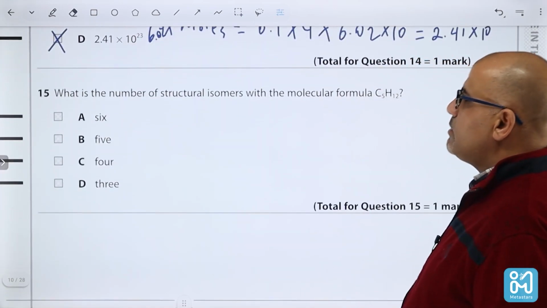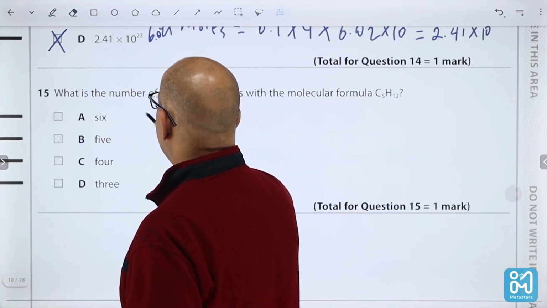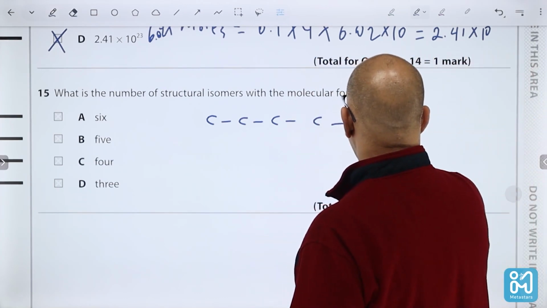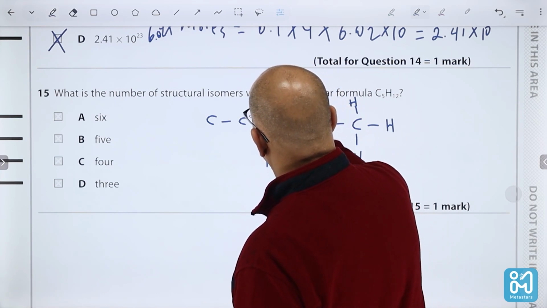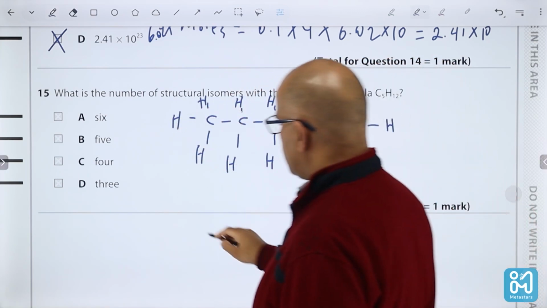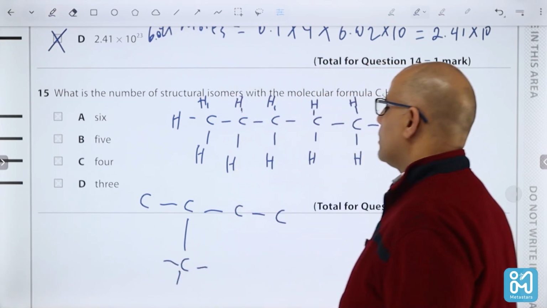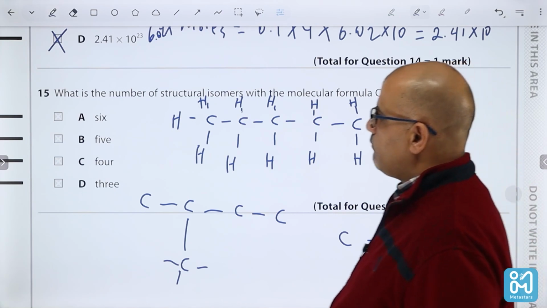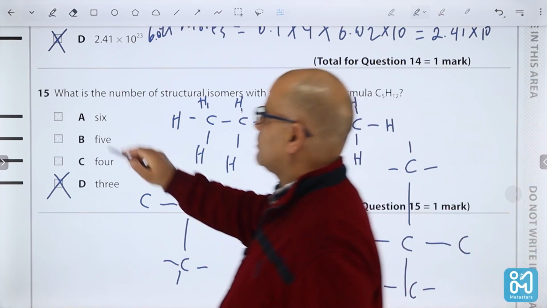Now, question 15. What's the number of structural isomers of C5H12? First of all, we can draw the structure of the long chain alkane, with 5 carbons and 12 hydrogen atoms. That's normal pentane. Another structure is where you have a 4-carbon chain with a methyl group. And the third one is where you have 2 methyl groups, and you can see that we have only 3 structural isomers. You can't draw more than these structures.